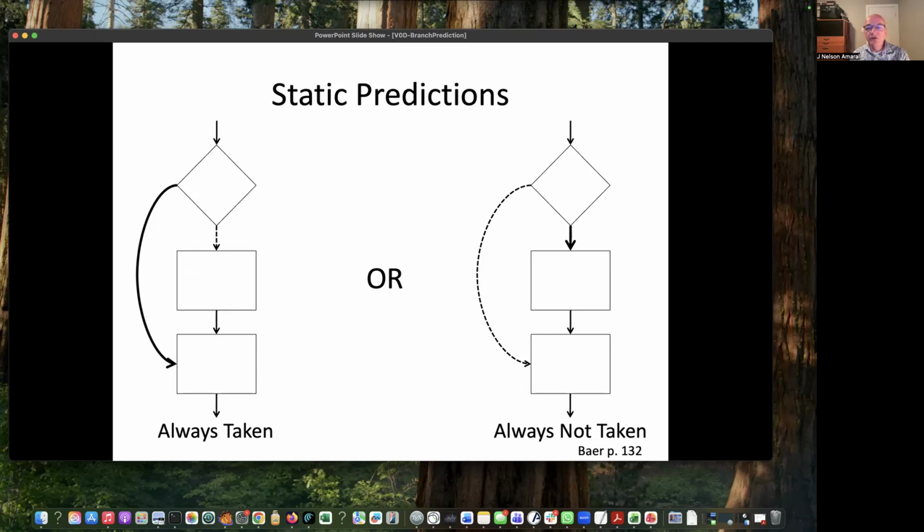And of course, if you predict always not taken, you can just keep fetching instructions in the next cycle without knowing the target of the branch, which you would need to know if you predict that the branch is always taken. So the cheapest, the easiest thing to do is to predict every branch as not taken.